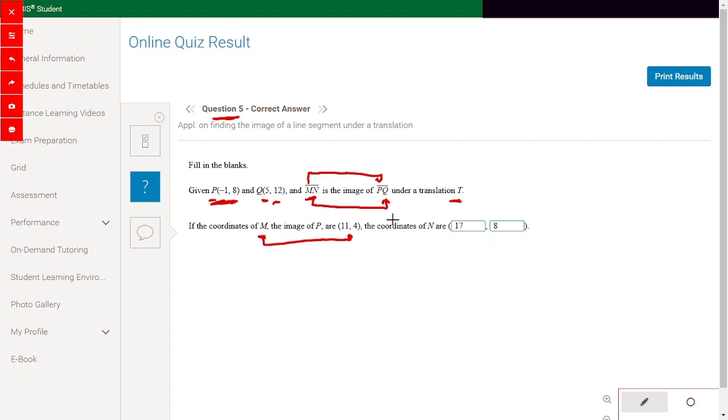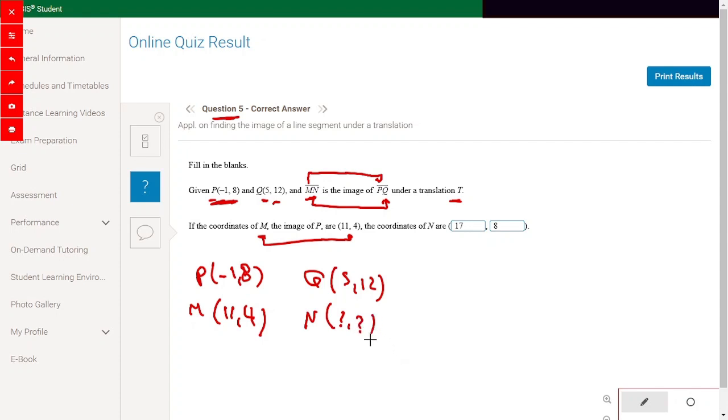Now the coordinates of N are, so I have point P (-1, 8), and point M, which is the image of P, (11, 4). And here I have point Q (5, 12), and point N is unknown. Now, let's take the x coordinates for points P and M. Here it was -1, then it became 11.